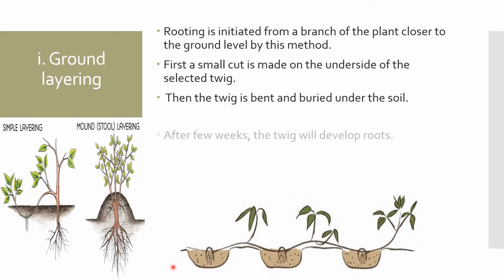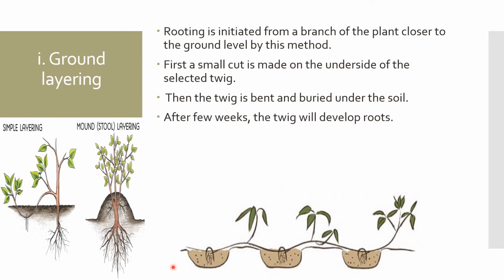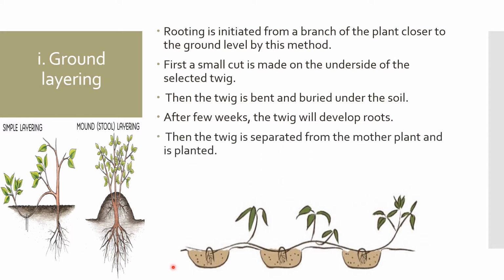And then you can allow its root growth, allow it for appearing new roots for a few weeks, 2 or 3 weeks, and after developing new roots you can separate the new plant part from the mother plant and grow it in a place where necessary. So this method can be used to obtain new plants from jasmine and lemon plants.